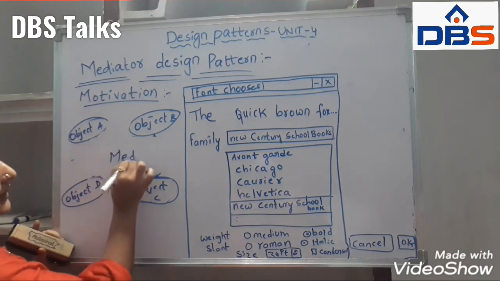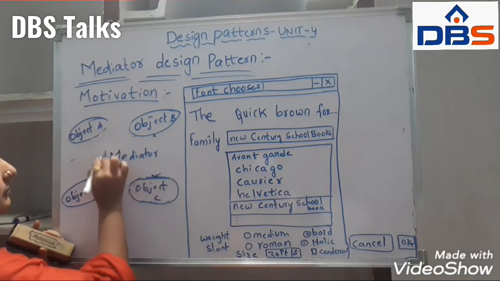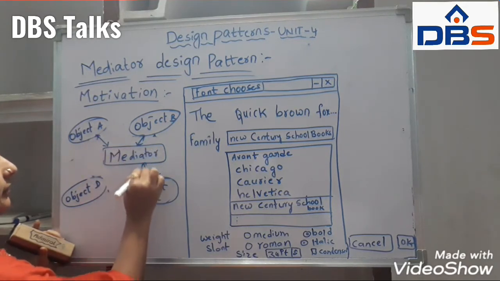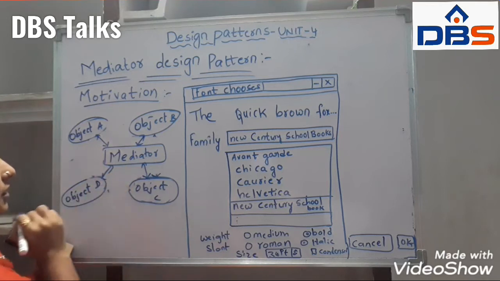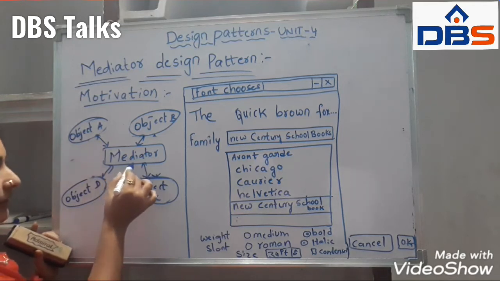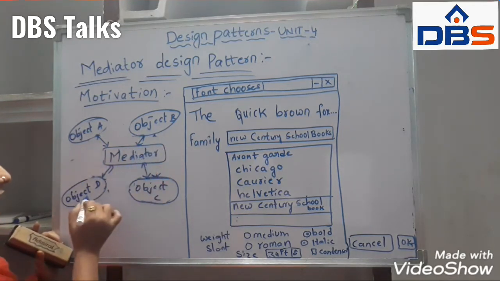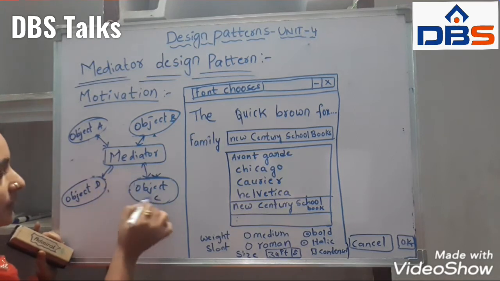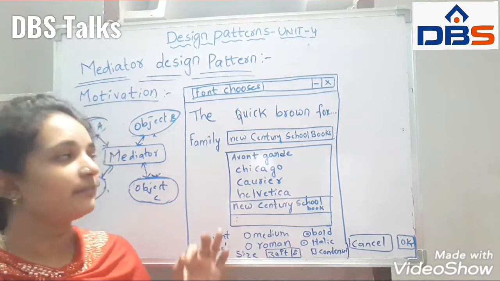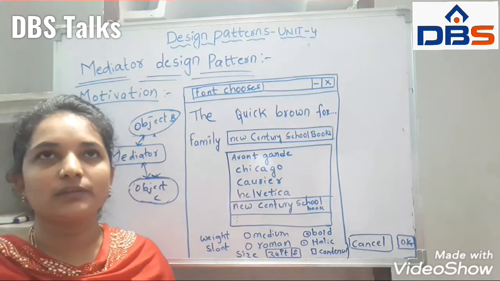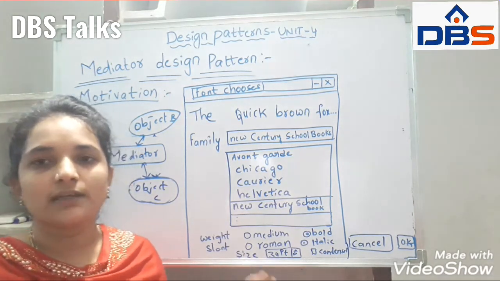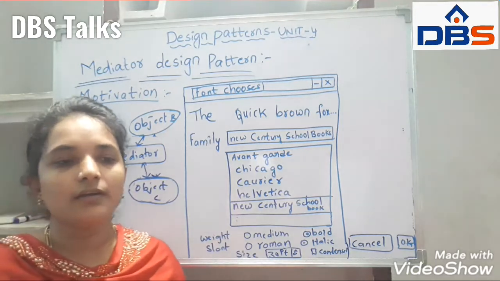If we put a mediator in the center, all the objects will communicate directly with the mediator, not directly with the other objects. Object A sends data to the mediator, object B also sends to the mediator, and object C also sends to the mediator. Whatever information is available in the objects, all of it will be given to the mediator. The mediator's responsibility is to route the message and send it to the destination. This is how the communication occurs in the mediator design pattern.